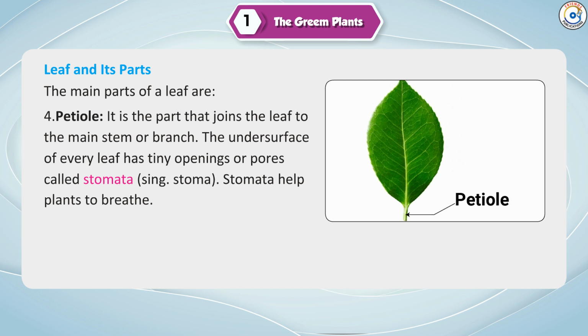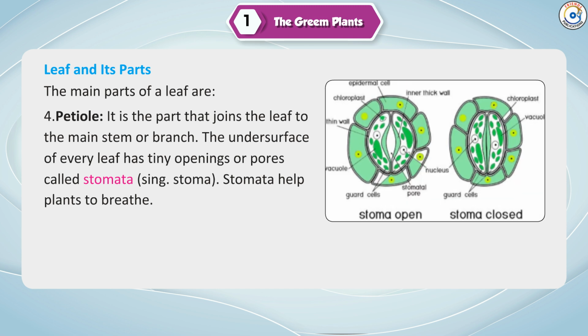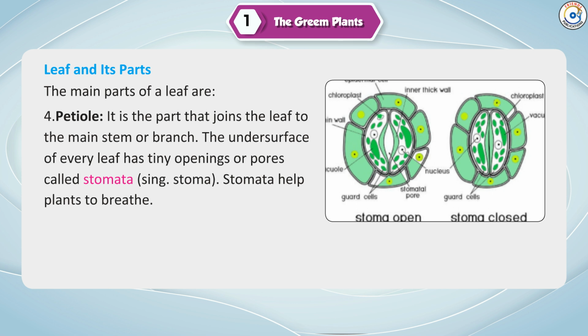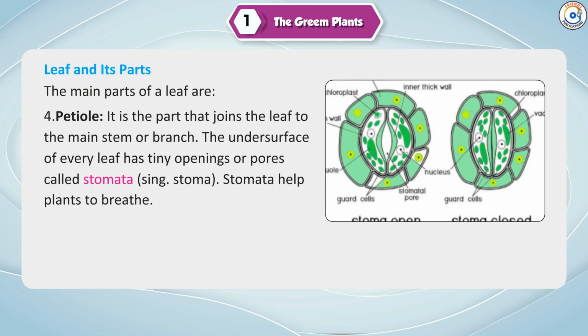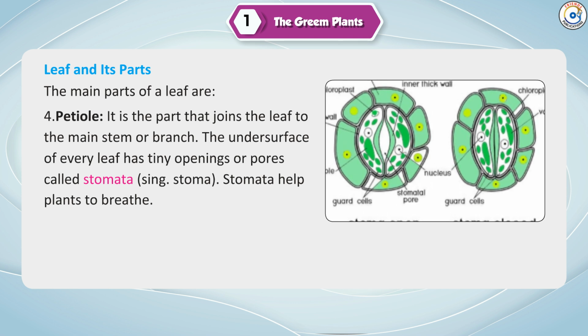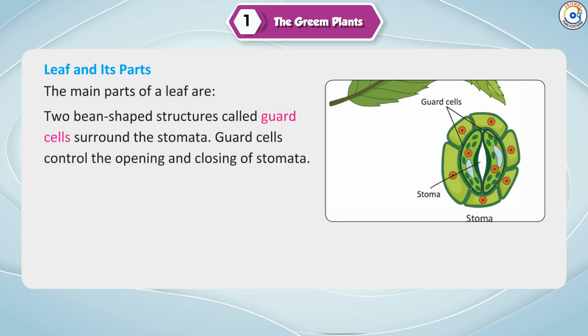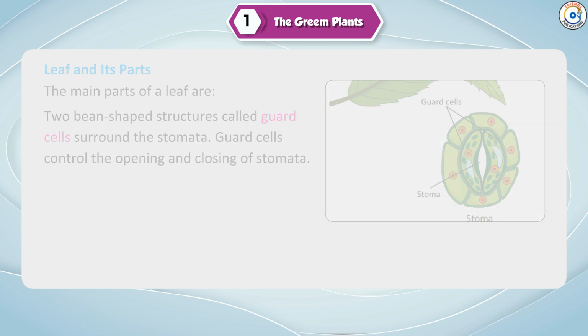The undersurface of every leaf has tiny openings or pores called stomata, singular stoma. Stomata help plants to breathe. Two bean-shaped structures called guard cells surround the stomata. Guard cells control the opening and closing of stomata.